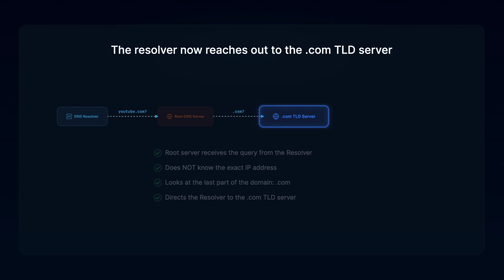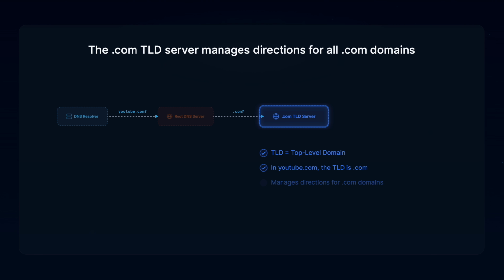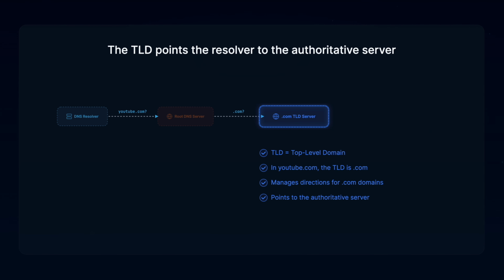Now the resolver asks the .com TLD server. TLD means top-level domain. In youtube.com, the top-level domain is .com. The .com server manages directions for .com domains, but it still usually does not return the final IP address. Instead, it says, I know which authoritative DNS server is responsible for youtube.com. Go ask that server. Now the resolver reaches the authoritative DNS server.